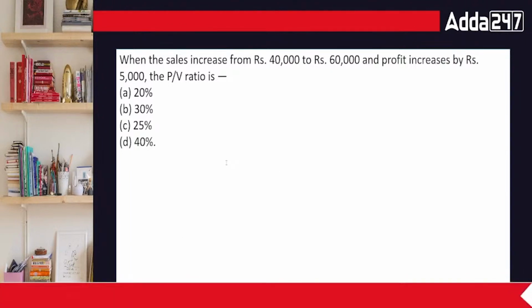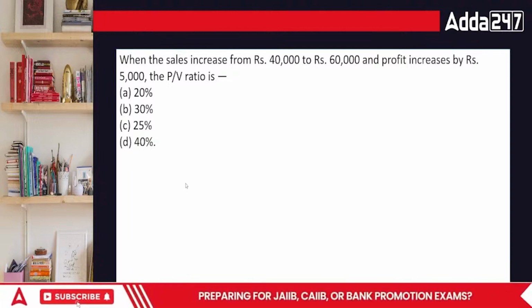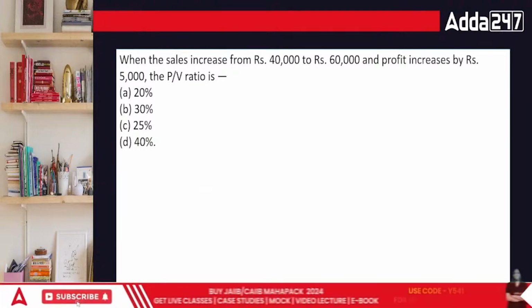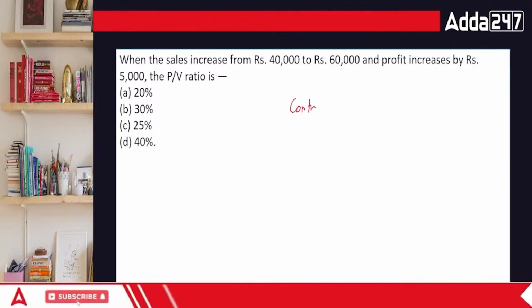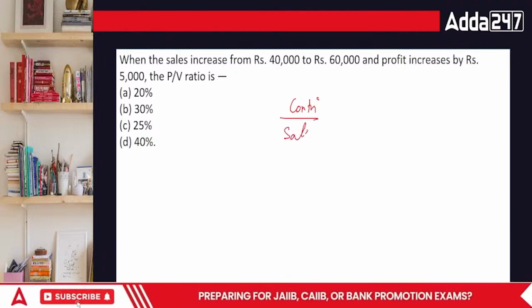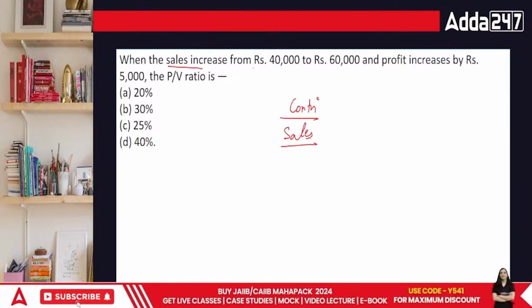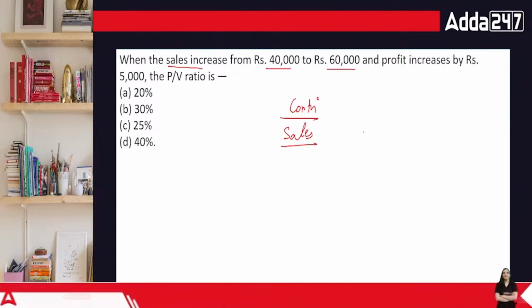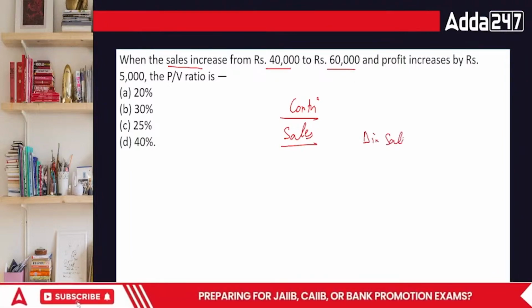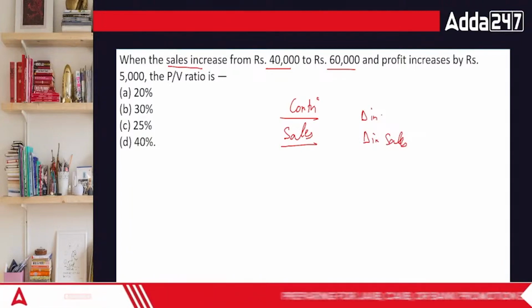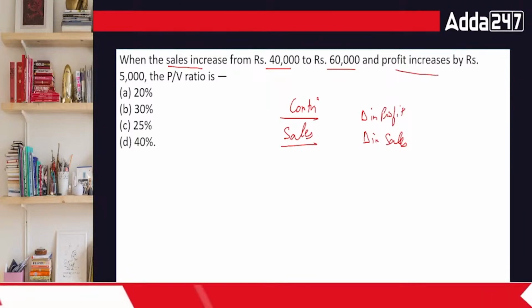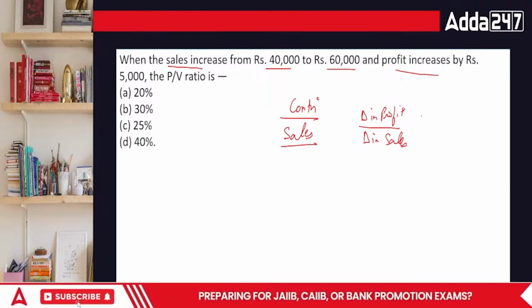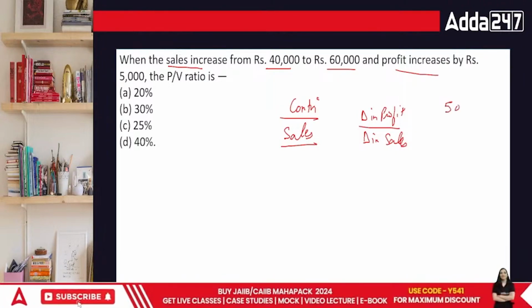What do you mean by PV ratio? PV ratio is basically a specific ratio whose formula is contribution divided by sales. When the sales increase from 40 to 60, this is change in sales and change in profit. There are different ways. In this case, they're talking about the profits and changes, so it will be change in profit upon change in sales. The profit increases by 5,000. The sales increase from 40 to 60, it is 20,000.